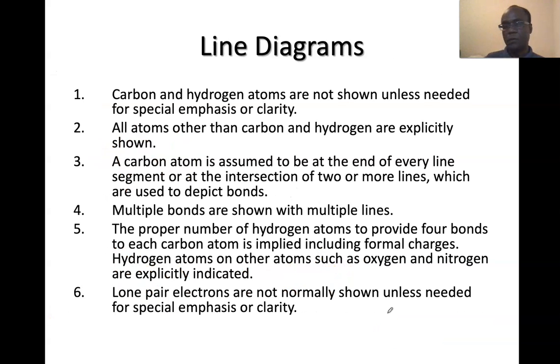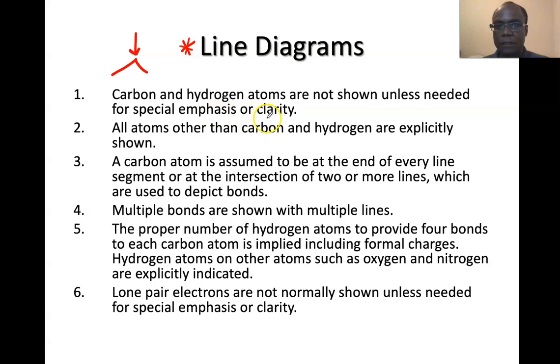So in summary, if you want to draw the line diagrams, which is what I prefer, you want the carbons and hydrogen atoms not shown. The carbons will be the vertices, the hydrogens will be on the carbons, just not shown. Just remember to count 4 bonds around each carbon. Okay.